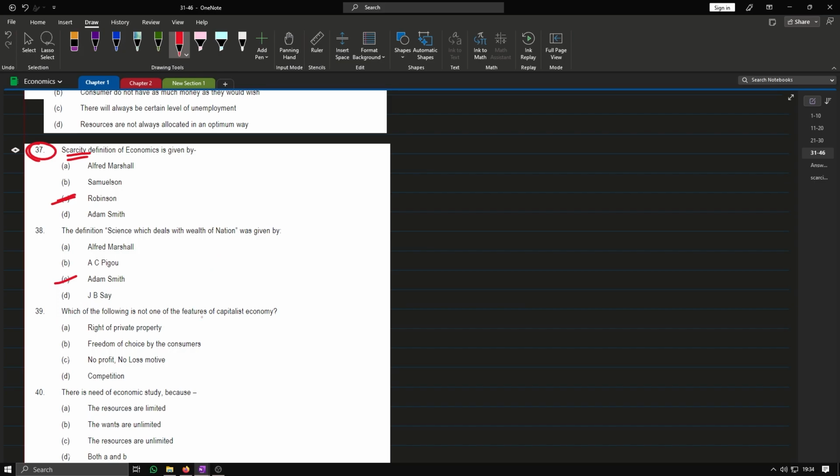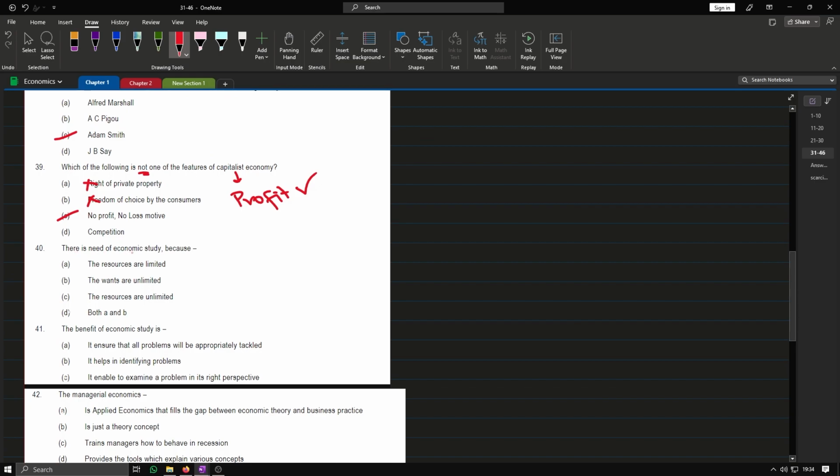Which of the following is not one of the features of capitalist economy? So let's see. Right of private property? No. Capitalist economy means private ownership. This is not the choice. Freedom of choice by consumers? Yes. Consumers are free to choose what they want to buy based on their level of income in capitalist economy. So this is not the option either. They're asking not. No profit, no loss motive. No. In capitalist economy, their motive in itself is profit. So they work for profit. So this is the option. Competition. Well, we've chosen this. So competition is a feature of capitalist economy. All right.